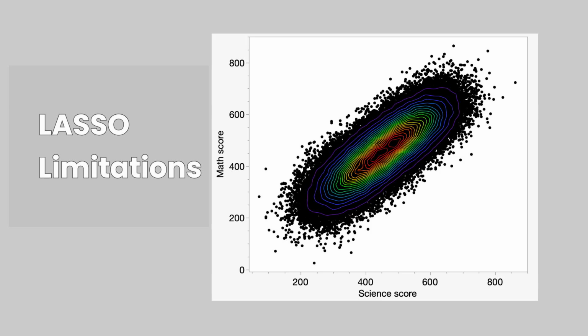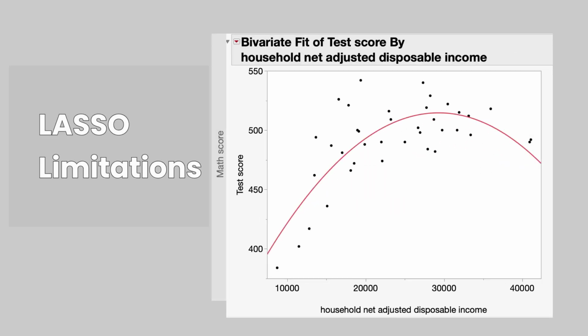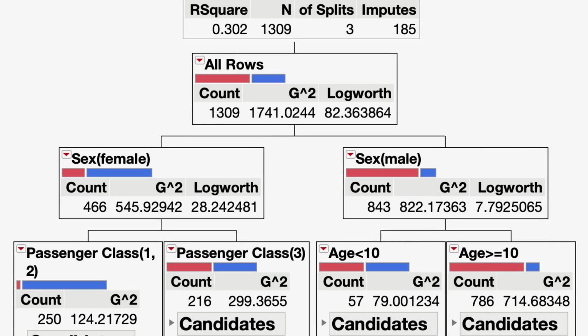Not really. LASSO has its own issues. It assumes linear relationships between the predictors and the target. If your data contains nonlinear patterns, LASSO might completely miss them, unless you explicitly include polynomial terms or interaction effects. It also struggles with highly correlated predictors and may arbitrarily select just one while discarding the rest. This is where decision trees shine. They naturally capture nonlinearities, threshold effects, and feature interactions without needing any manual feature engineering.